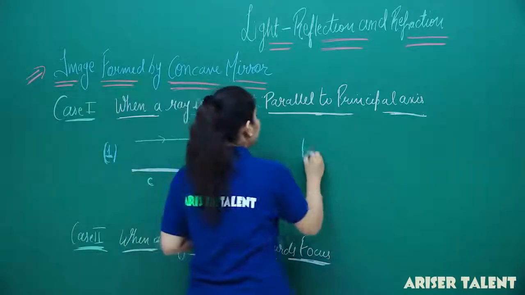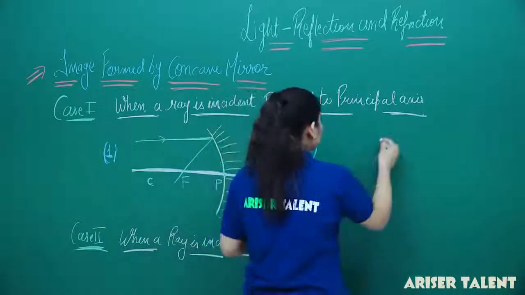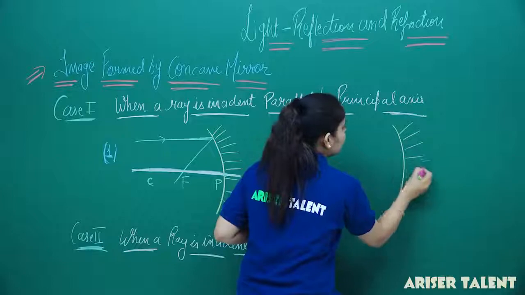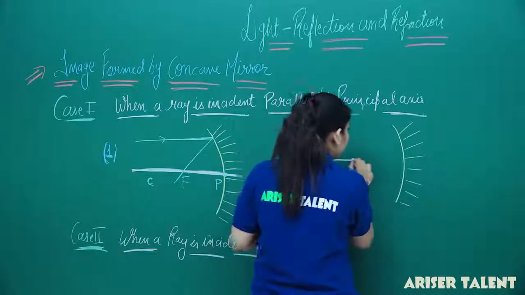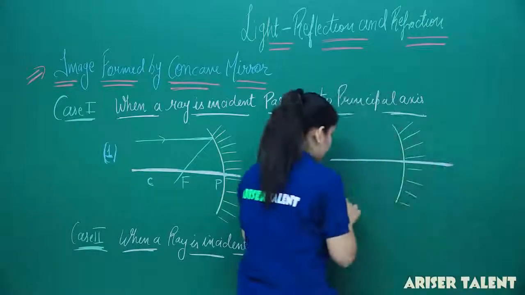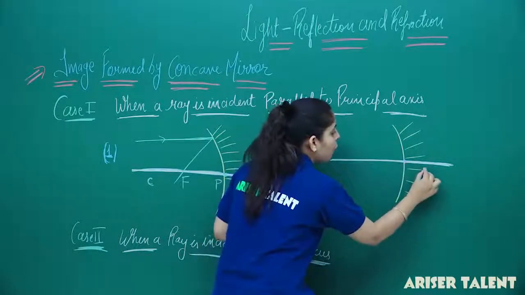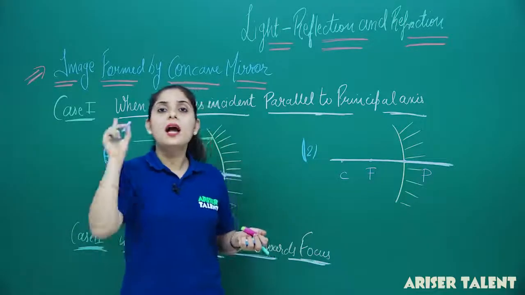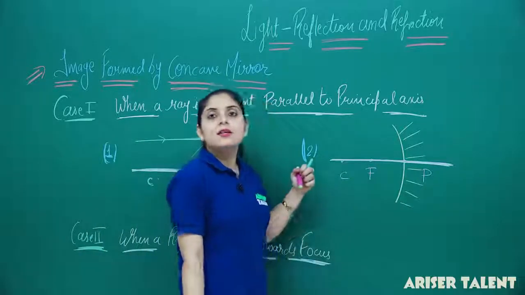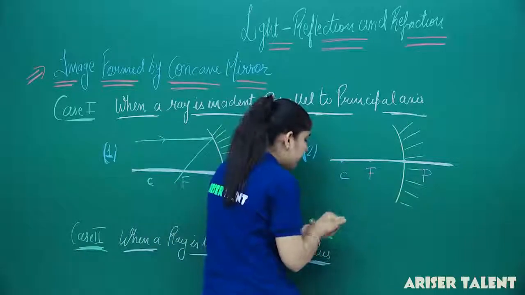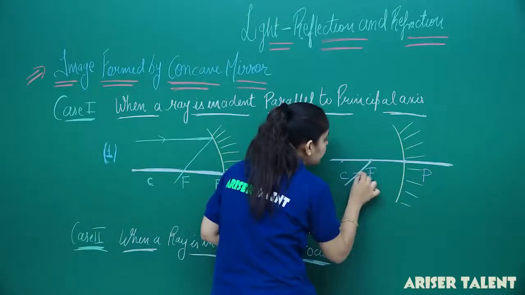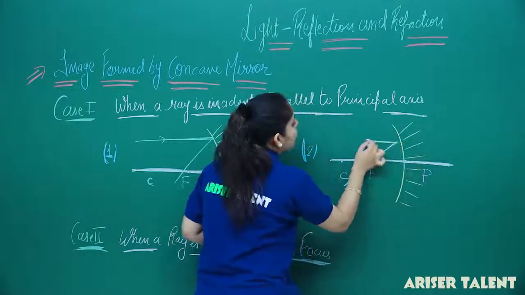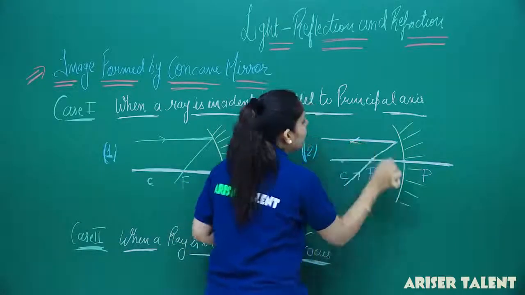Now, in our case number 2, again we are drawing a concave mirror which is polished outside. Again, this is our principal axis. You can see here. This will be our pole. This will be our focus, and this will be our center of curvature. And what I'm saying is that a ray of light is incident towards focus. It means if a ray is incident towards focus, what will it do? It will pass parallel to the principal axis.